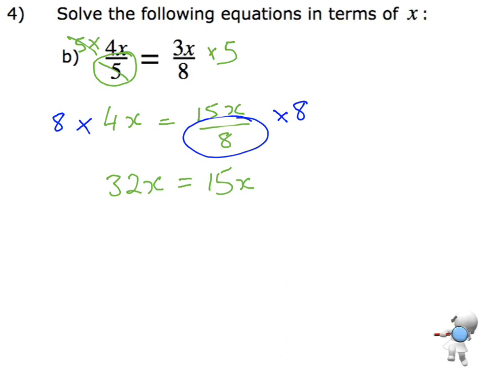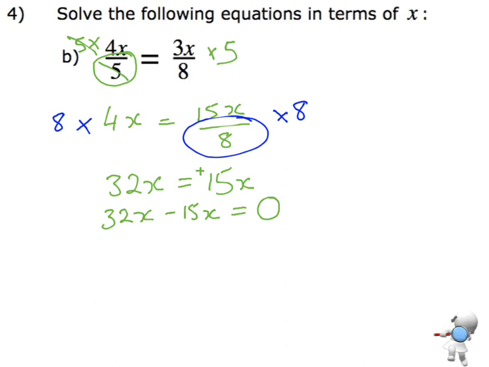Okay. Now what I want to do is rearrange this. In order to solve it, I need the x's on the left-hand side of the equation and the numbers on the right. So I'm going to leave my 32x there. Now the 15x, that's a positive 15x. We're lazy and don't write the positive, but that's what it means. So when I move that to the other side, it's going to become minus 15x. And if I take that 15x over, then the only thing I'm left with on the other side is 0.